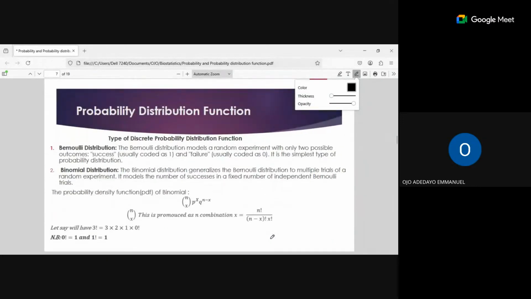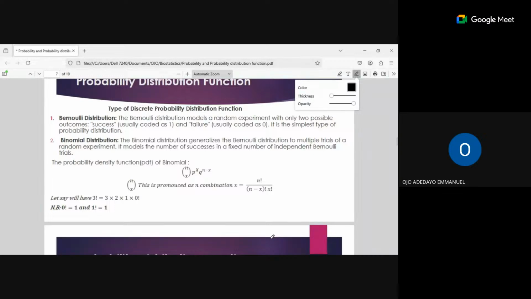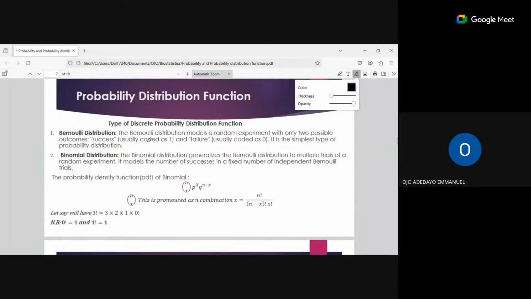Now, this is the concept of Bernoulli I was talking about the other time. So Bernoulli distribution models a random experiment with only 2 possible outcomes: success, usually coded as 1, and failure, usually coded as 0. It is the simplest type of probability distribution. The only limitation of Bernoulli is that it's just a single experiment.